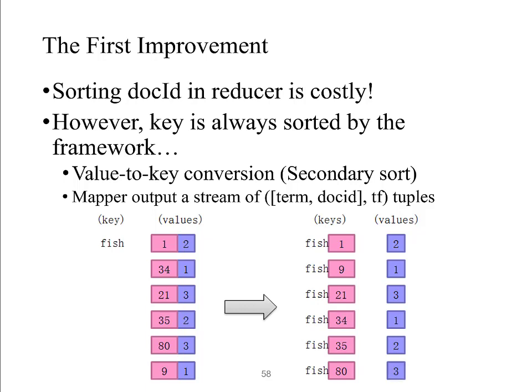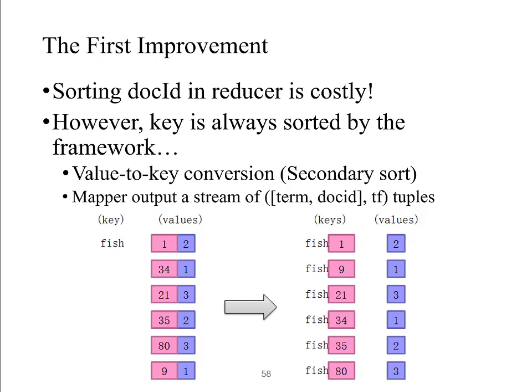On the other hand, we know that the key is always sorted by the framework, by MapReduce in Hadoop or by Spark. So the sorting of keys, when we do the shuffling and sorting part, is handled by the framework. In general, the framework handles it better than our implementation. So that's the idea. What we want to do is this value to key conversion, also called a secondary sort.